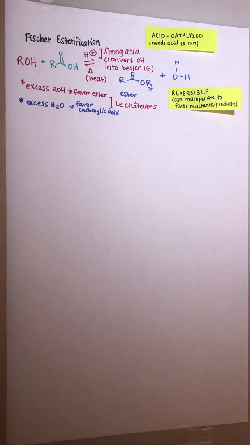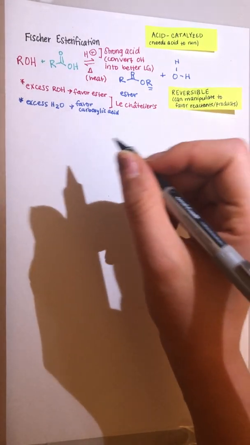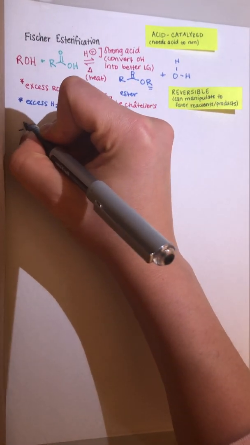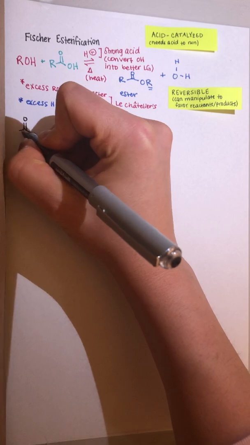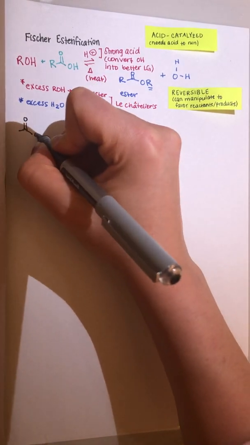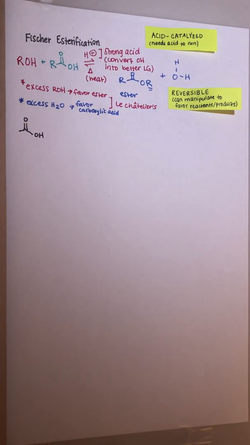We're going to start actually by, we're not even going to use the alcohol in the beginning. We're going to start with just the carboxylic acid. I'm going to use this simple carboxylic acid, with a methyl group as the R group on the other side. And the first part is we need to make it a better electrophile.